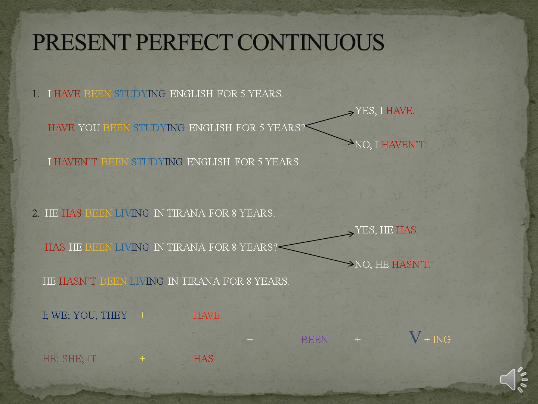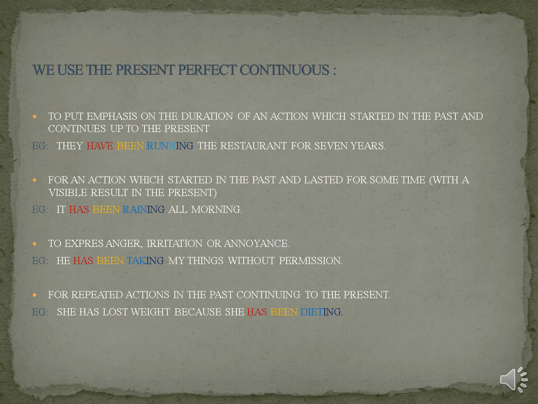Again, bear in mind, I, we, you, or they followed by have plus been plus the main verb in ing, whereas he, she, or it plus has plus been plus the main verb in ing. Some of the uses of present perfect continuous are: we use it to put emphasis on the duration of an action which started in the past and continues up to the present. For example, they have been running the restaurant for 7 years. It means they started running the restaurant 7 years ago.